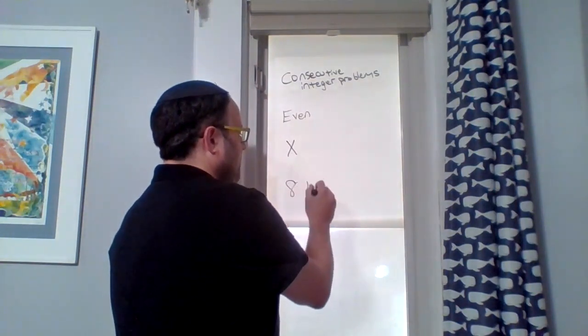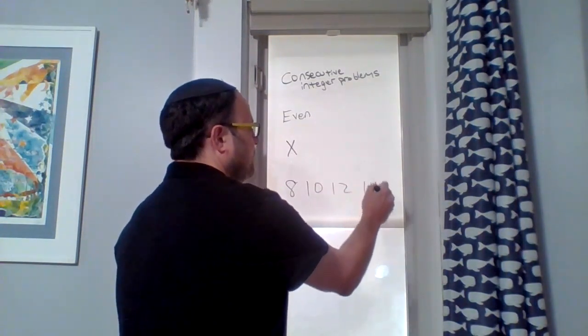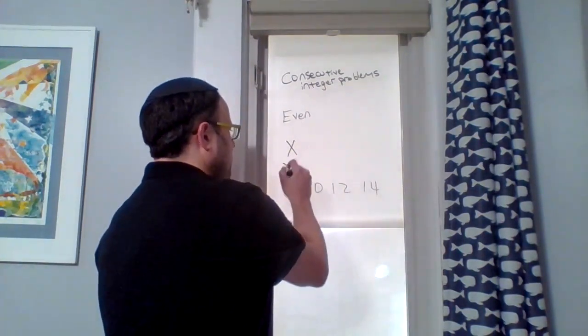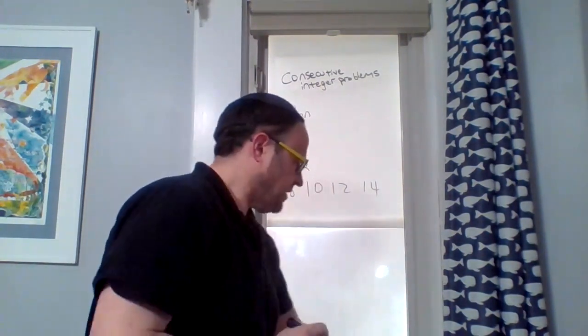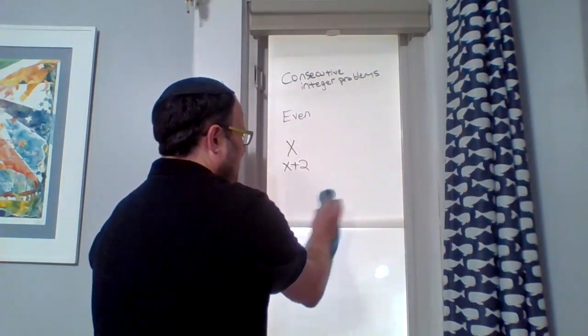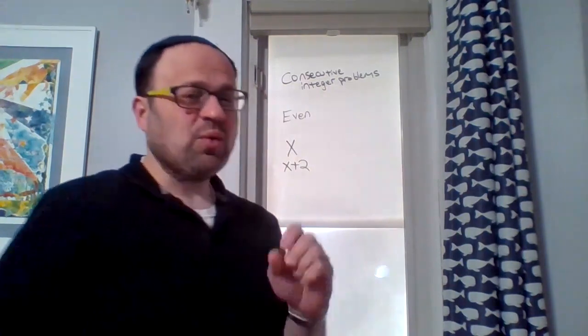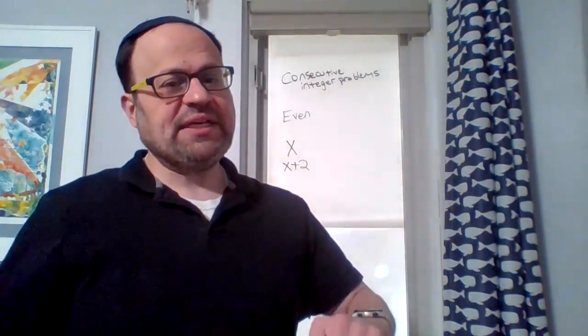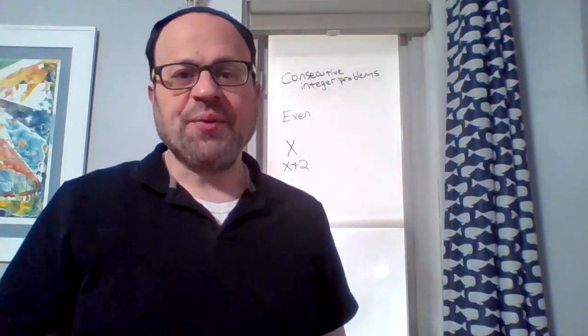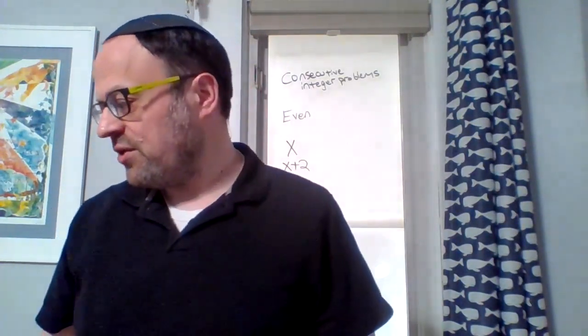But if I'm dealing with 8, 10, 12, 14, whatever my even integer is, my next one is going to be x plus 2. Very important to keep that in mind and to look closely at the wording of the problem. Sometimes it'll say consecutive, sometimes it might say even, sometimes it might say odd. Whatever it might be, notice those words.